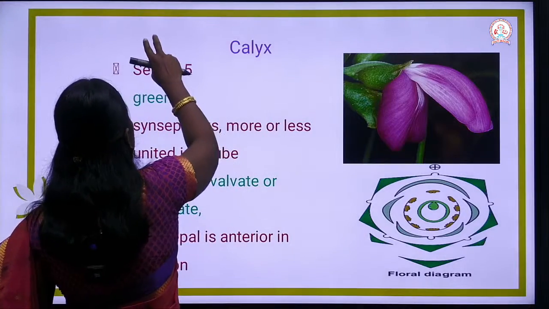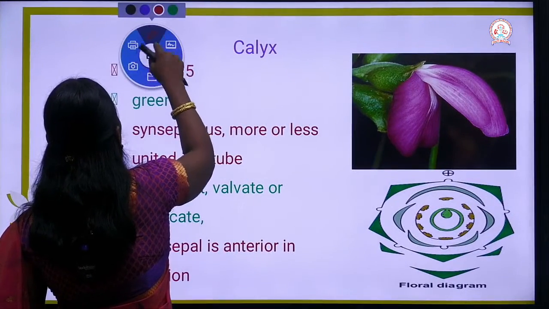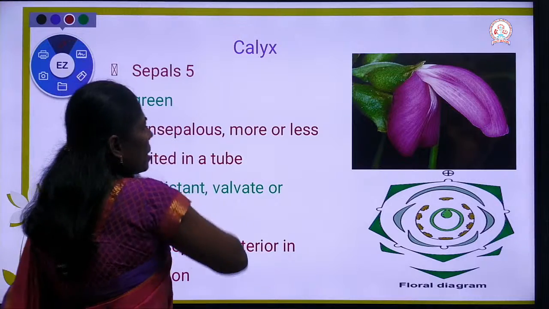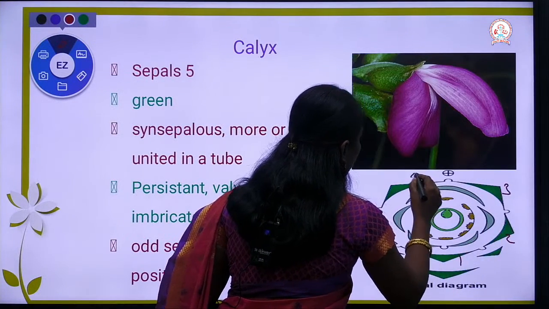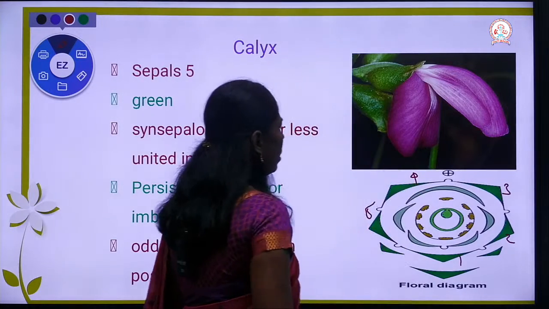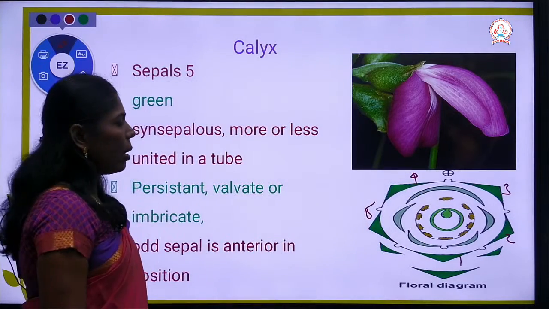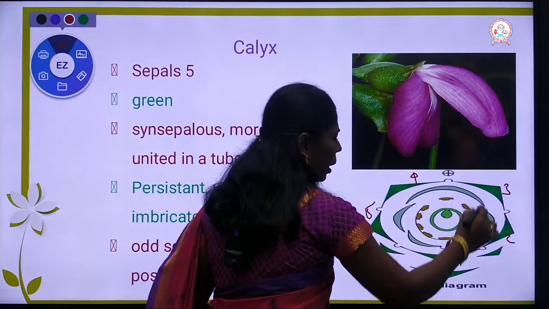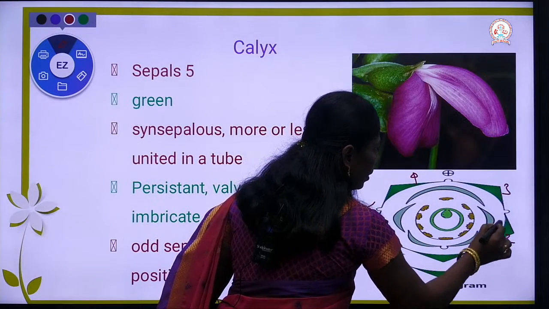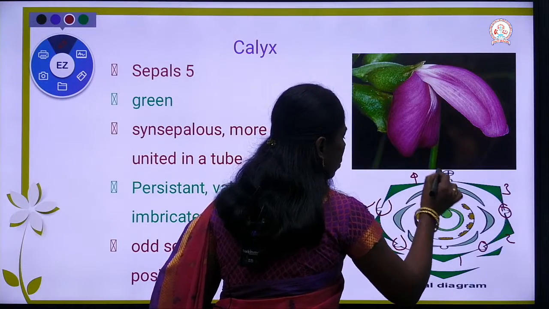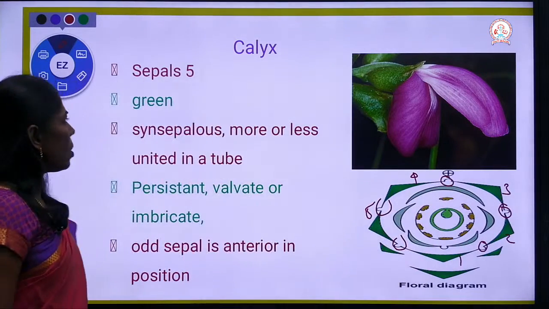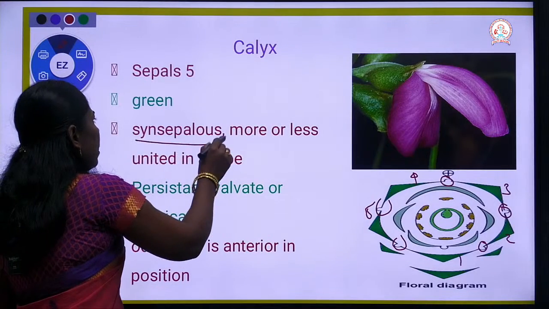Here there are 5 sepals. How are the 5 sepals arranged? 1, 2, 3, 4, 5. Okay, 5 sepals are present. How are the sepals attached? Actually all the sepals are attached. If you look, all the sepals are joined together. So all the sepals are attached. This is called the synsepalous condition.